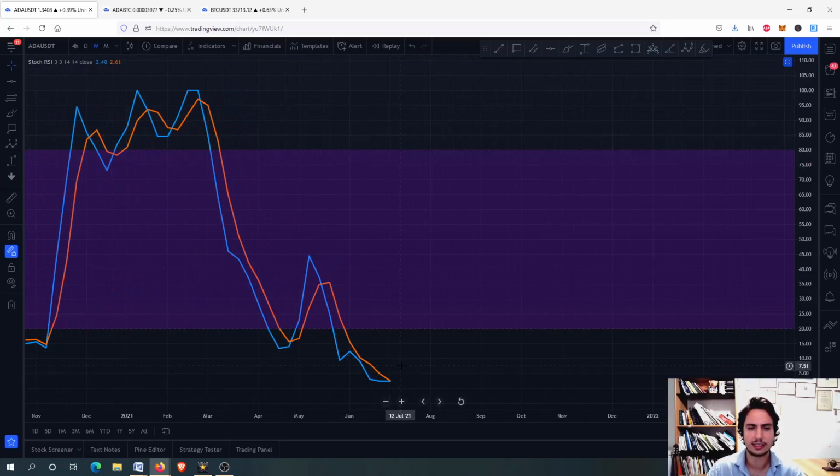So eventually, guys, you can see for ADA on the stochastic RSI on the weekly frame, we are at the bottom.